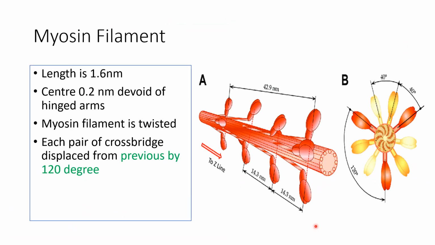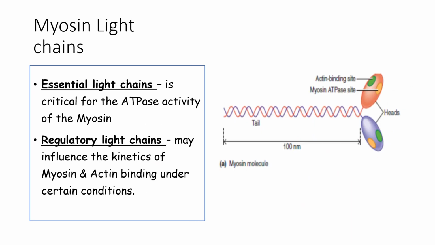The myosin filament, the length is 1.6 micrometer. The important characteristic of this myosin filament is that it is twisted, as a result of which the heads do not lie only in one plane. They lie in all 3 planes, that is each pair of the cross bridge is displaced from the previous one by 120 degrees. As a result, all of the myosin heads can form cross bridges in all directions. So we have that advantage because of the arrangement of myosin heads. So they can interact with all the actin filaments lying in all 6 directions.